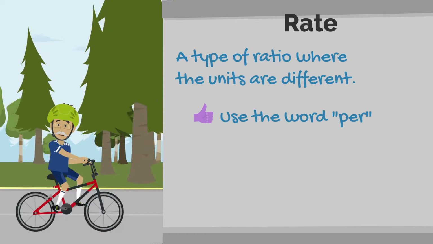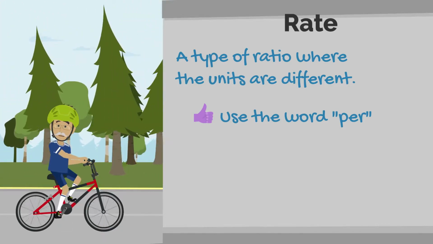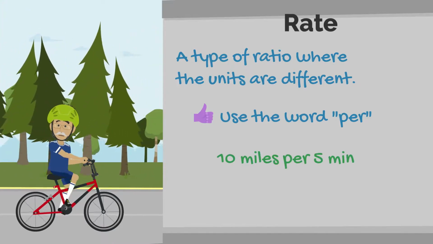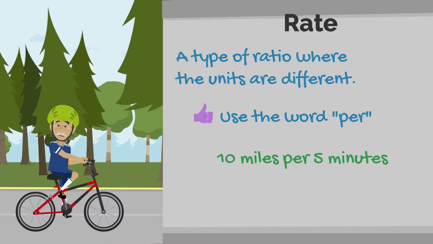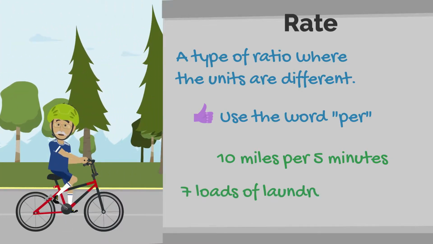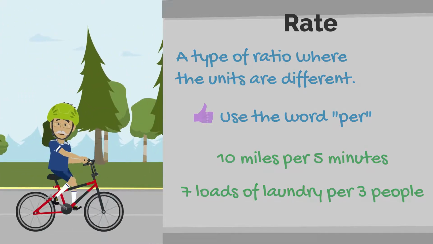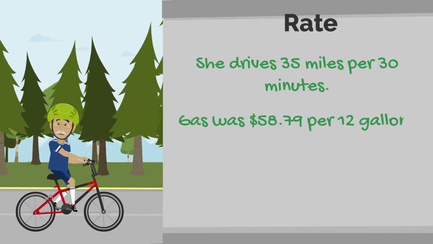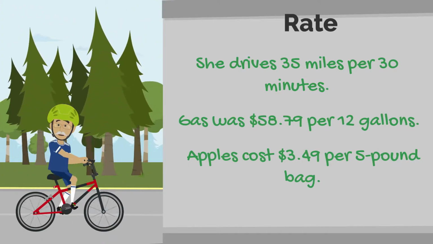For example, a rate could be traveling 10 miles every 5 minutes or 10 miles per 5 minutes. Another example is 7 loads of laundry for 3 people or 7 loads of laundry per 3 people. Because we often make comparisons between two things with different units, rates appear all around the world.